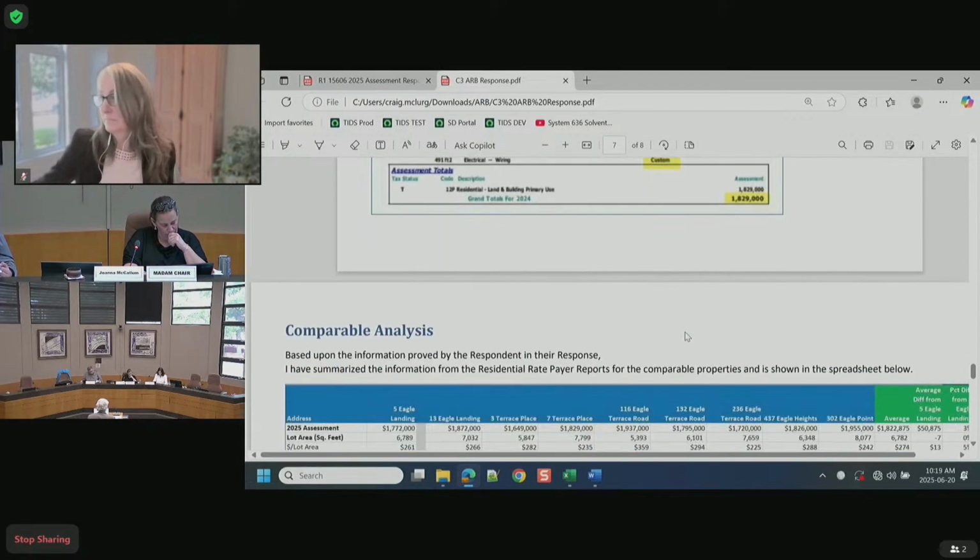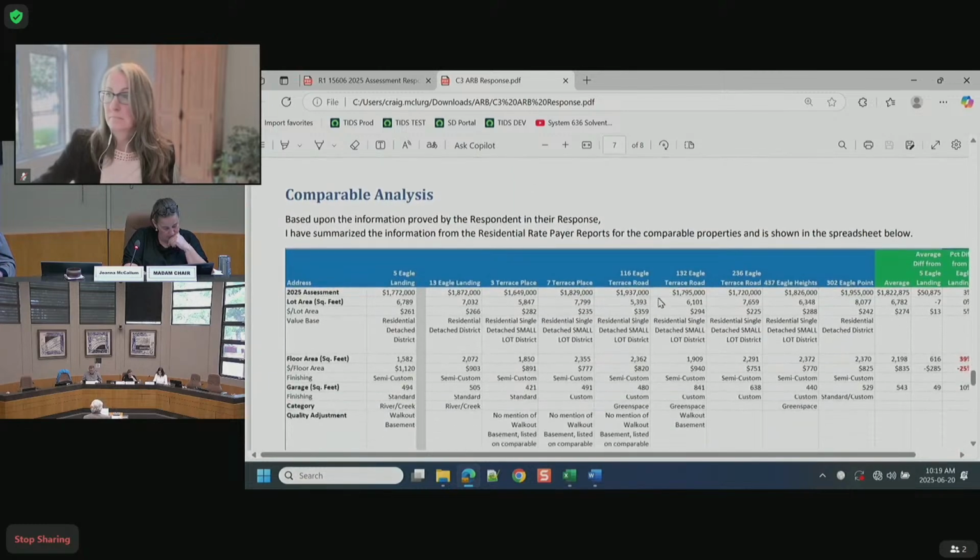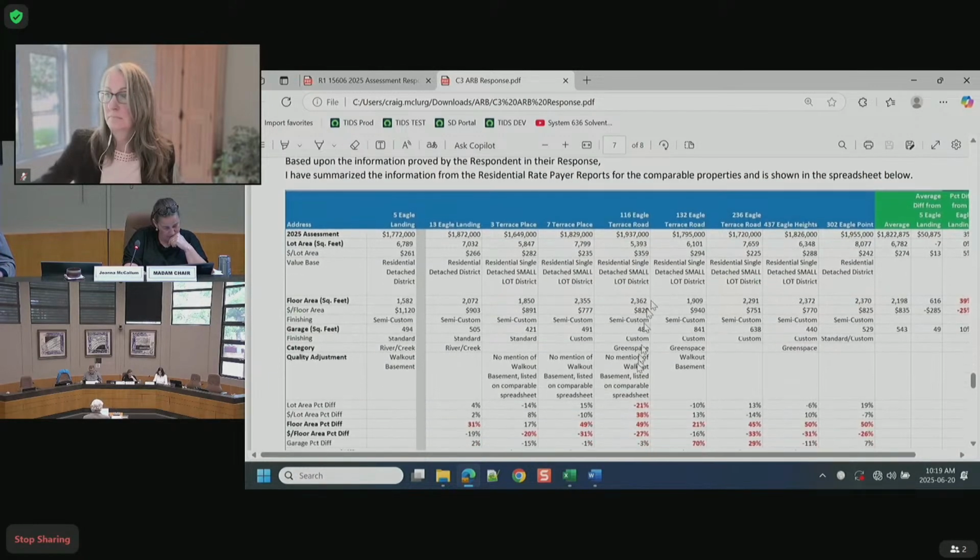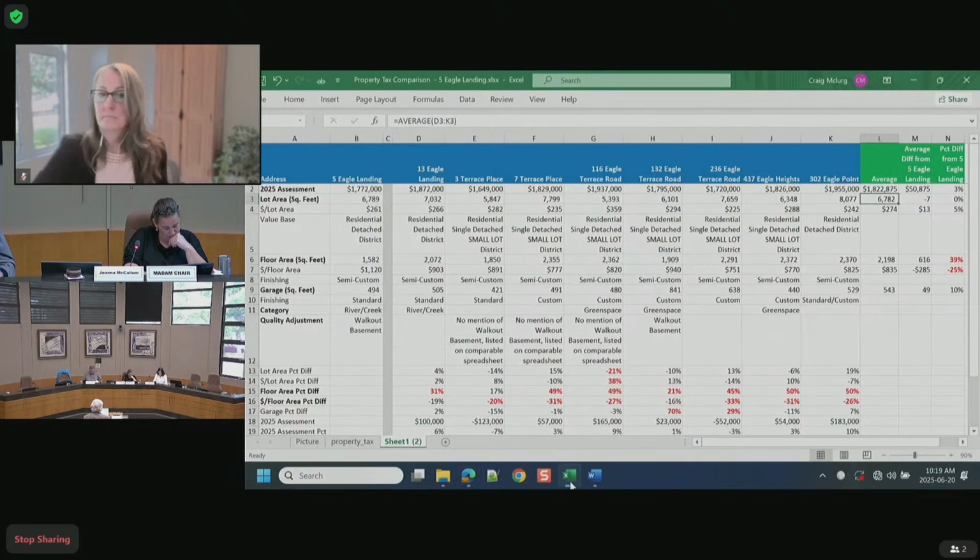What I did was I took all the comparables that the respondent provided and put them into a spreadsheet to compare them. Here's that spreadsheet. I'll apologize for how small it is, but what I did was I did comparisons on the lot size, the square dollars per lot area, the value base.